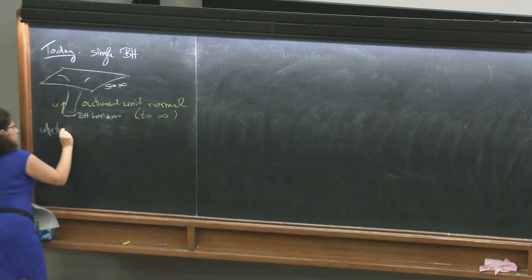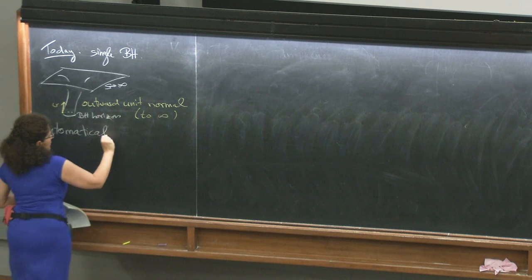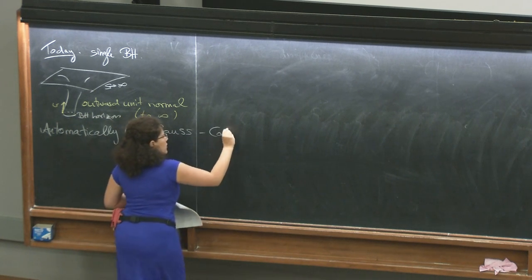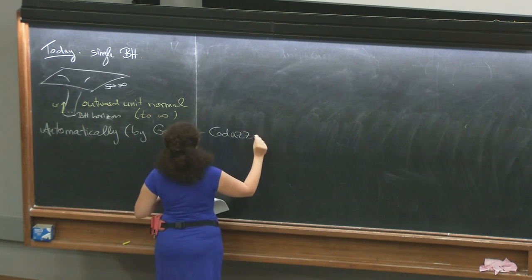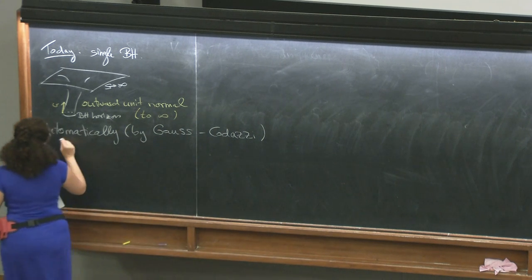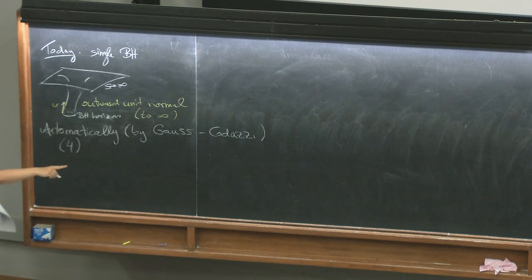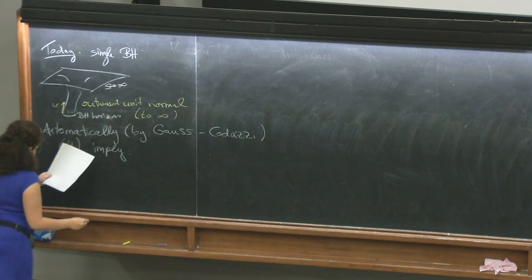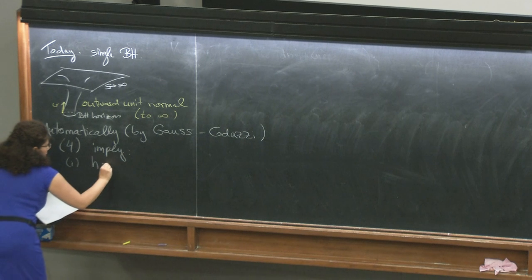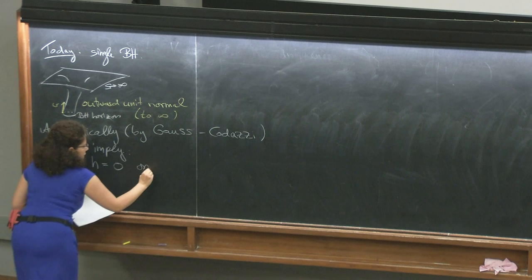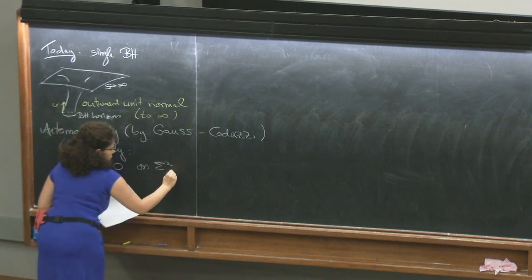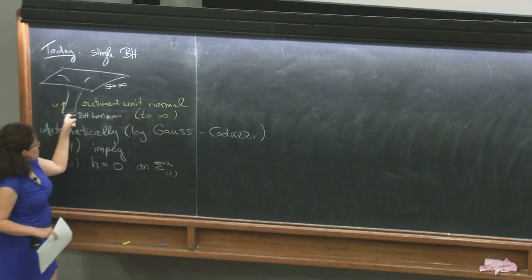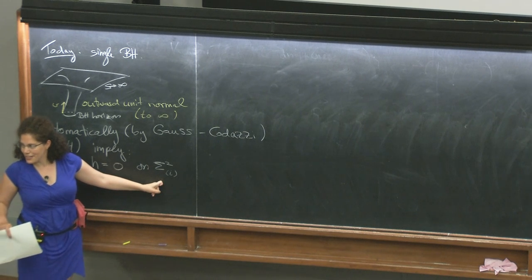Okay. Then, automatically, by the Gauss-Codazzi equations, the static vacuum equations (4) over there imply that several things are constant. So first, they imply that H is 0 on sigma 2. And this is, in fact, also true for multiple black holes. So I'll put a little i in brackets there to indicate that if there are several black holes, it's true on each one individually. OK?